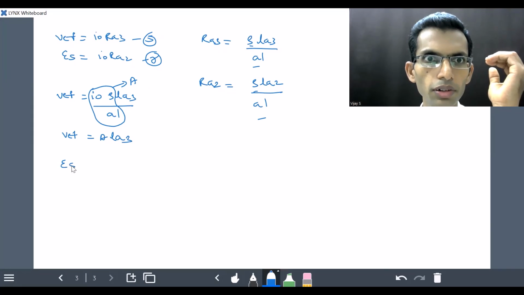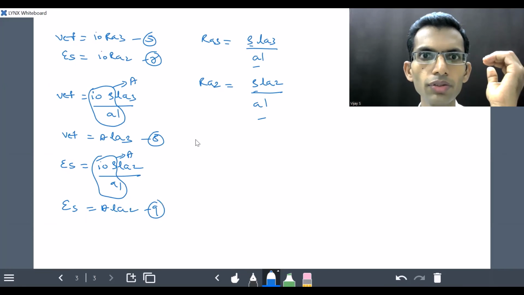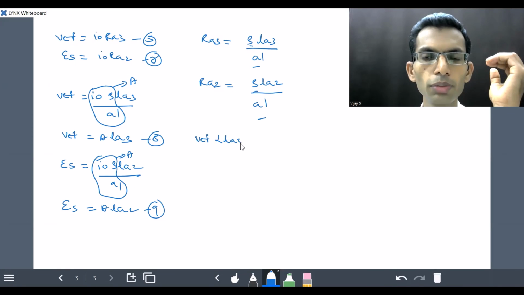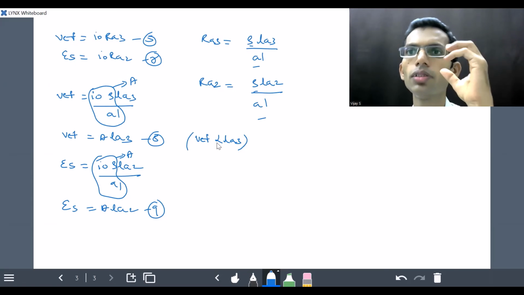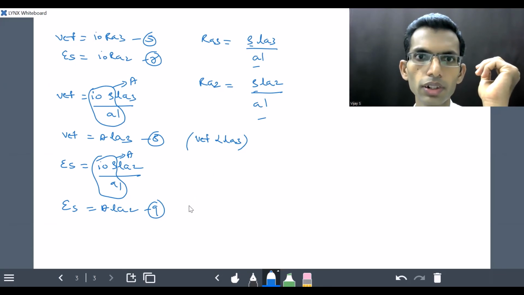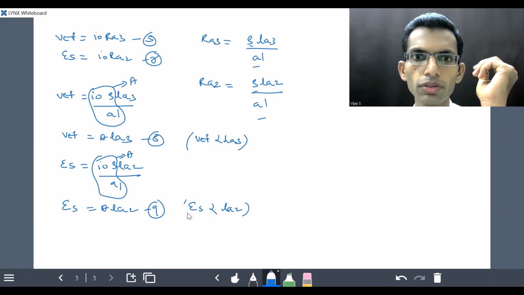Similarly, for ES, what are we going to get? I naught RA2 is rho LA2 by A dash. Here also these are constants, so the value is the same constant A. So ES is equal to A LA2. Let me take this as equation 8, and this is 9. Here VF is proportional to LA3; it depends only on the length of the wire for which the galvanometer shows zero deflection. Here also ES depends only on the length of the wire for which the galvanometer shows zero deflection.